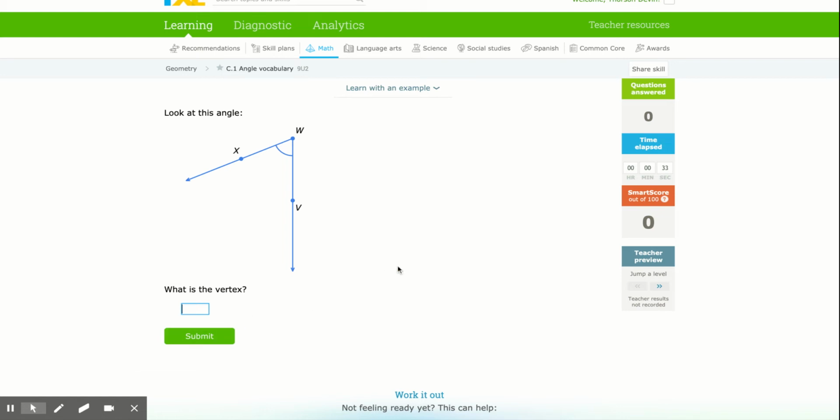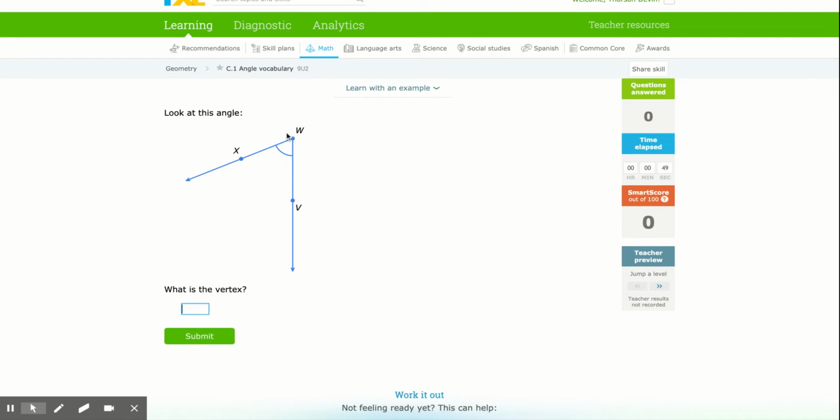Welcome. This lesson is just about angles, angle vocabulary, how we write about angles, or how we designate the sides, and how we label them. In other words, let's just quickly go through this and you'll see, hopefully, this is a fairly simple lesson.